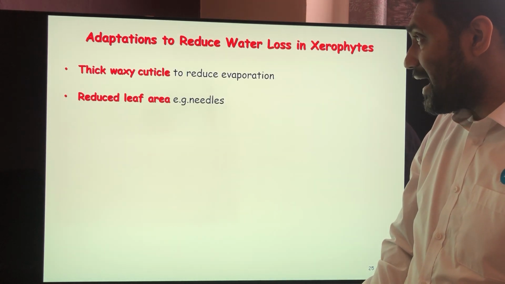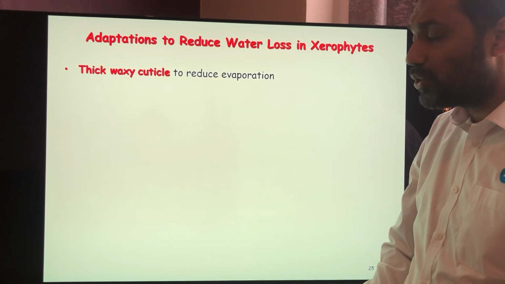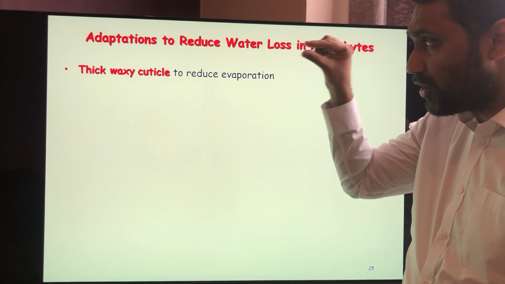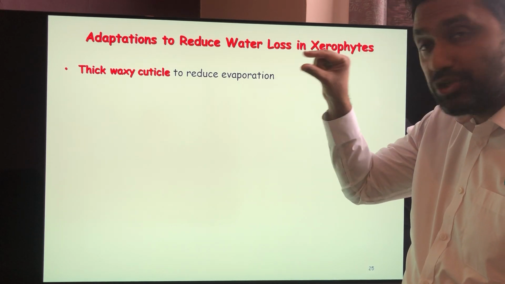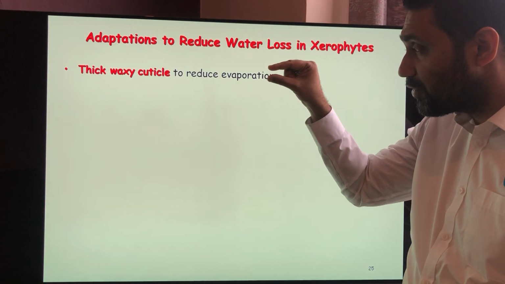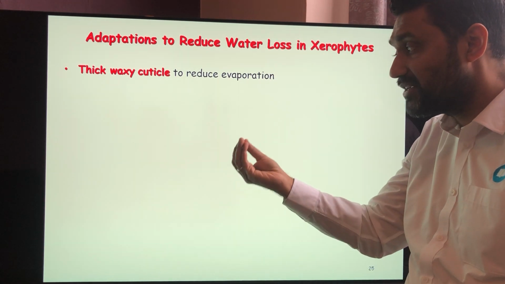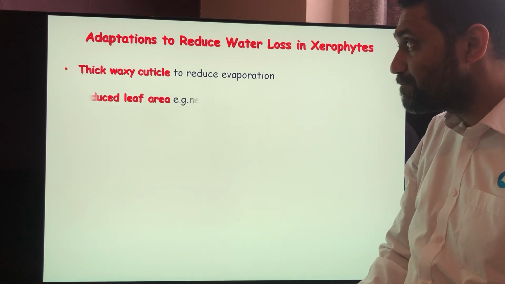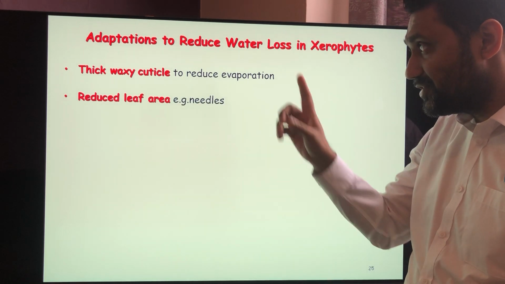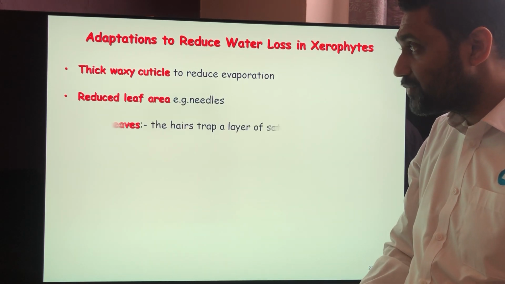So what else do they have? They have a thick waxy cuticle. Therefore you've got a larger, thicker, longer diffusion pathway. It's waterproof. It's not to stop water from coming in, it's to prevent water from evaporating from inside to outside. Reduced leaf areas, for instance here we've got needles.